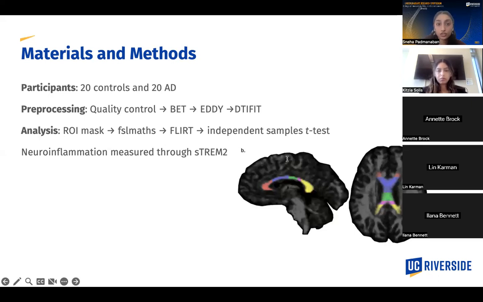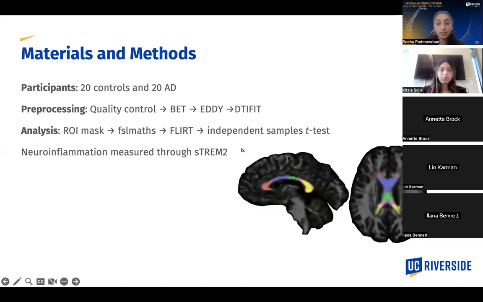We used a region of interest, or ROI, approach to analyze the data. A mask for the genu, body, and splenium portions of the corpus callosum was created, and an example of this is in the picture. This mask was defined using a standard atlas with the FSL command. FLIRT was done to register the corpus callosum mask from the standard space into each subject's diffusion space. We will be using between group t-tests and correlation analyses to compare the diffusion metrics in the corpus callosum of the controls versus the AD participants.